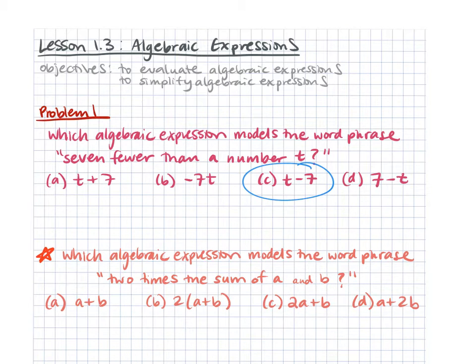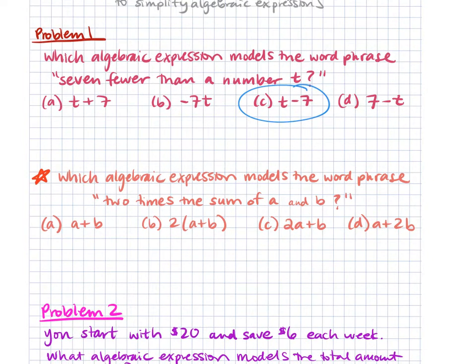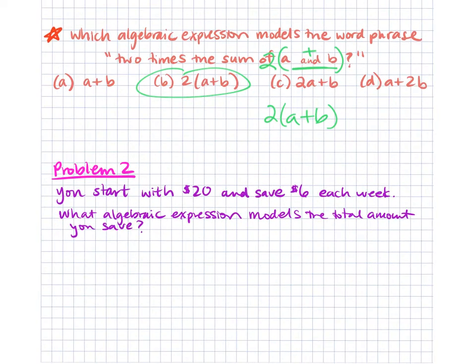Now there's one for you to try on your own. Actually, I'll do this one together because it's a little bit different than the other one. This says, which algebraic expression models 2 times the sum of a and b? So this is talking about the sum of a and b. Sum means plus, so this is going to be a plus b in parentheses, and then it's 2 times this. So you would do the sum first, and then multiply by 2. So this is 2 times the quantity a plus b, which is b. You probably could have done that on your own, but moving on.